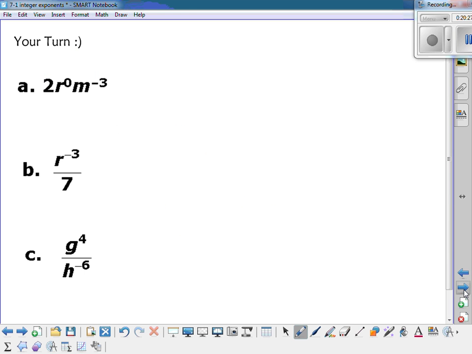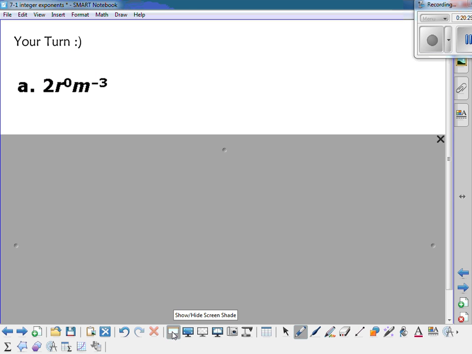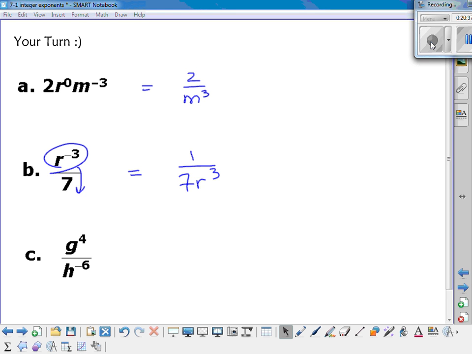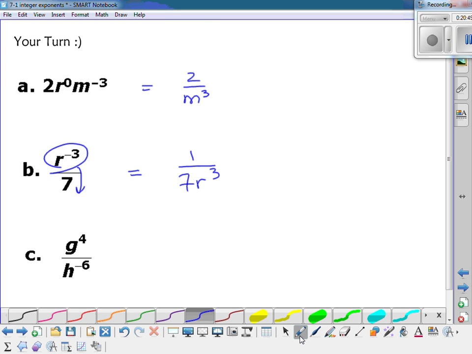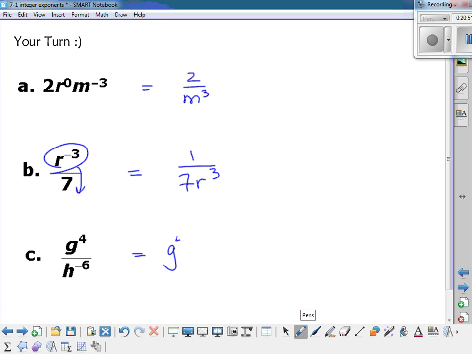All right, so let's just make sure you guys have these down. Let's go ahead and do this one on your whiteboards too. Okay, so on the first one we had 2 over m cubed. The second one we got 1 over 7r cubed. And what's our last one? G to the 4th over h to the 6th. Thank you.